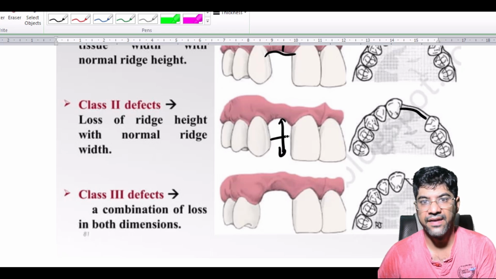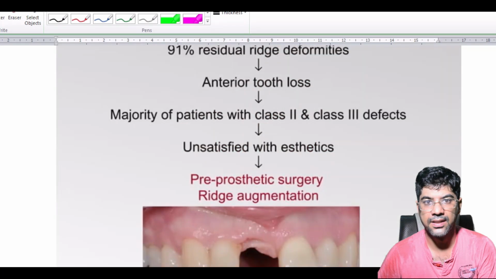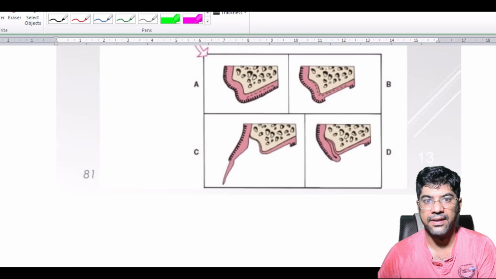So class 3 defects are the most severe and involve both the vertical and horizontal resorption of the ridge that lead to significant tissue loss in both dimensions. So class 1 is loss of width with normal height, class 2 is loss of height with normal width, class 3 is loss of both height and width.